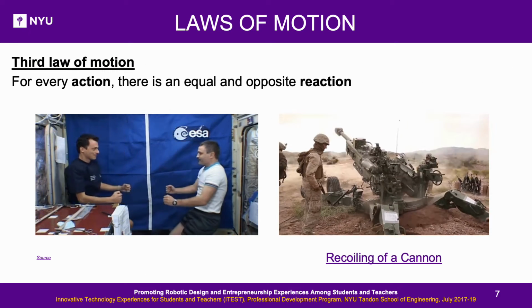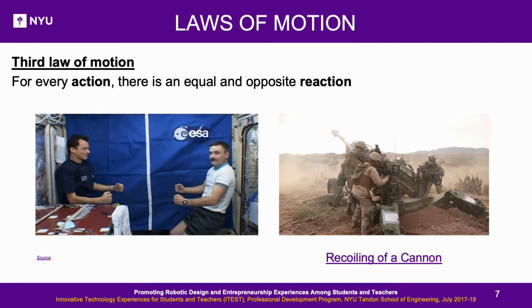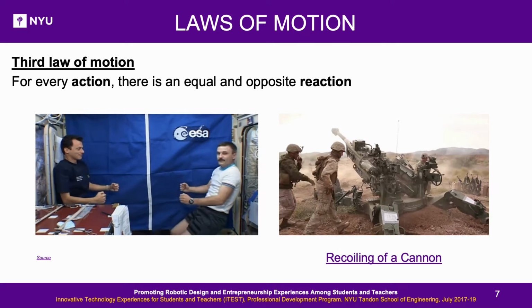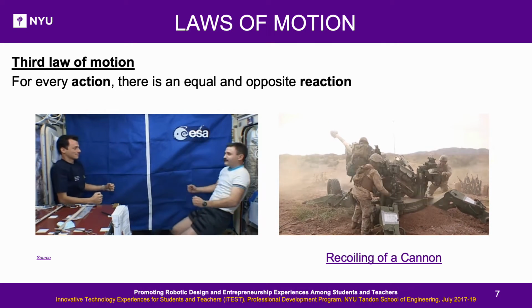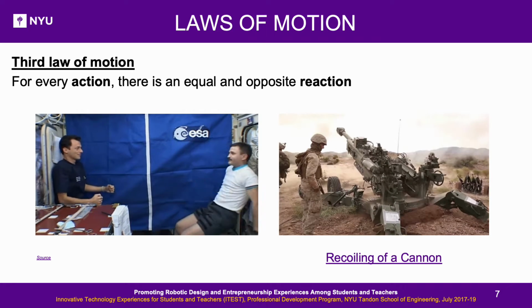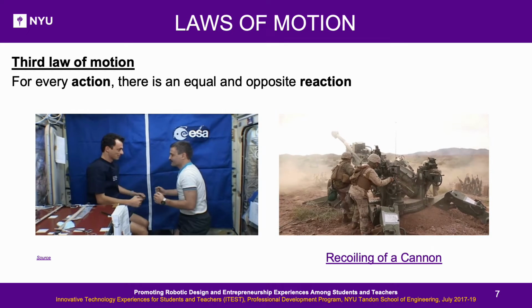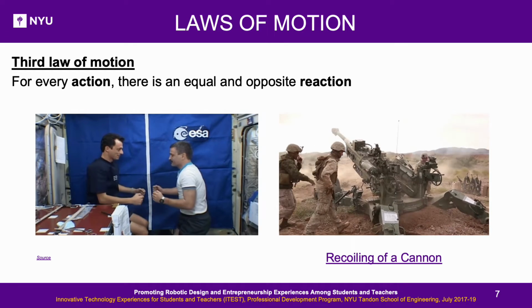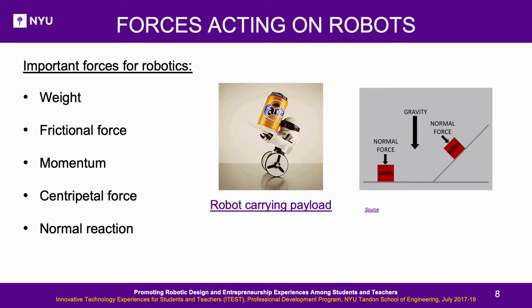Laws of motion. The third law of motion states that for every action, there is an equal and opposite reaction. In the left picture, considering that both are of the same mass, for the equal application of force, both react by moving in the reverse direction for equal distance. In the right image, as the cannonball is shot in the forward direction, the cannon machine recoils in the reverse direction.